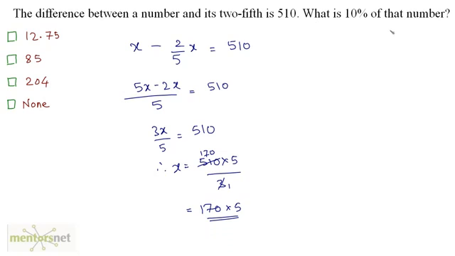So what is 10% of this number? So we have 10% of x, and this is what we have to find. So it is equal to 10 upon 100 times this x, and this x is 170 times 5. Now this 0 and this 0 get cancelled out, and this 0 and this 0 get cancelled out. So this is equal to 17 times 5, which is 85. So we have the answer, option B.